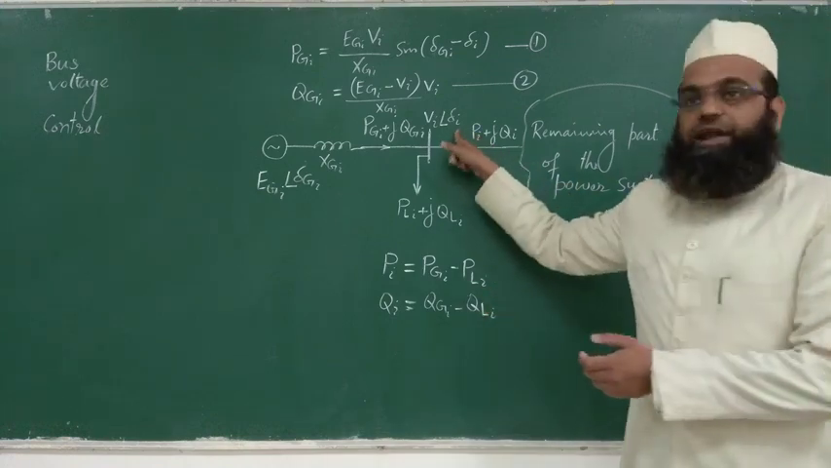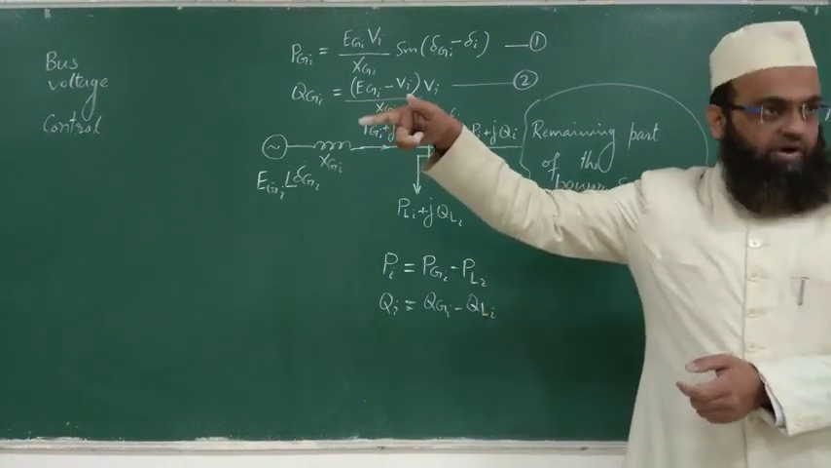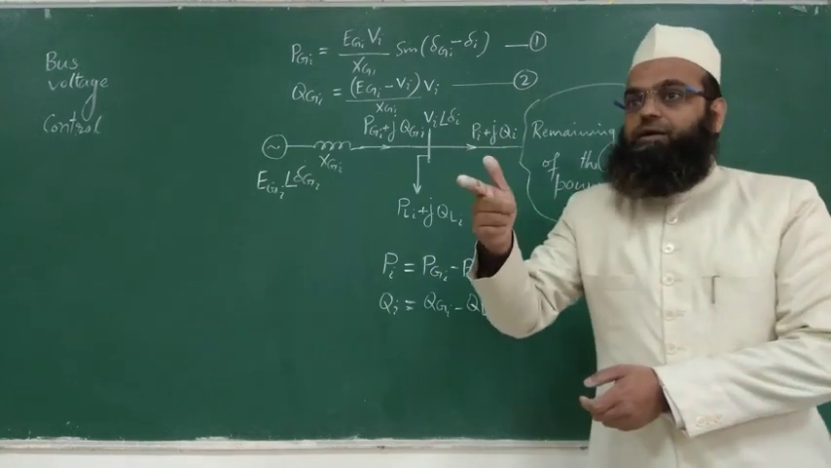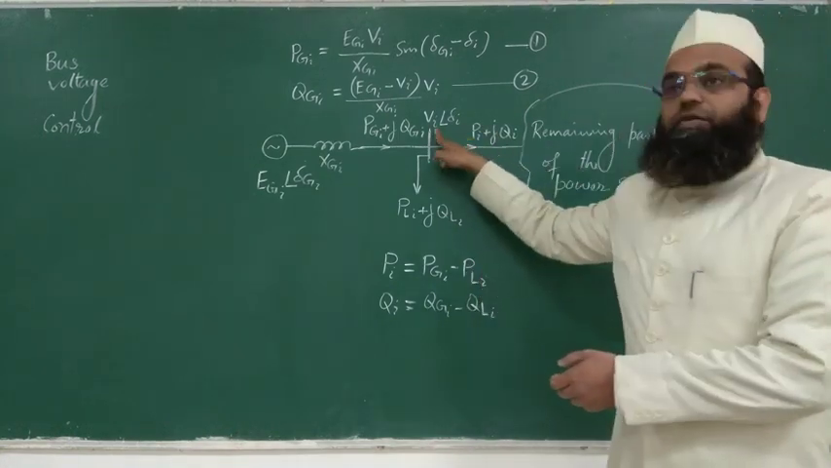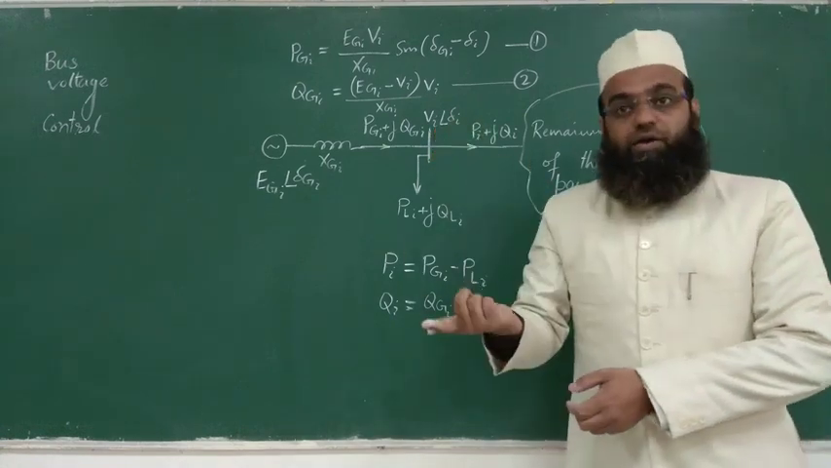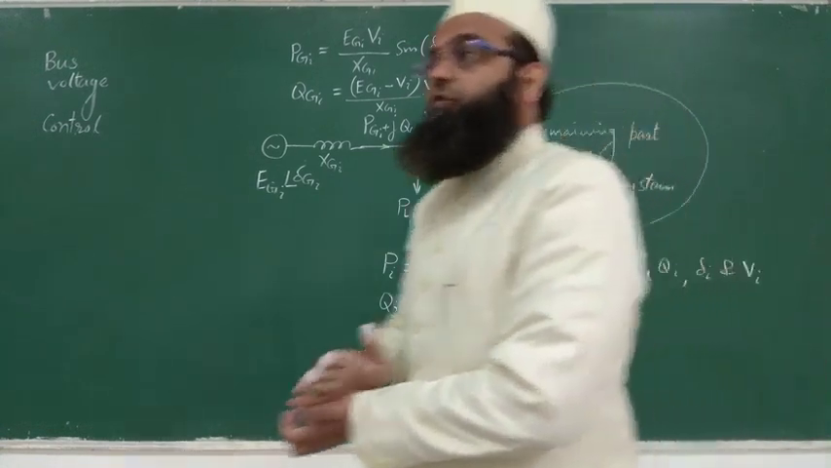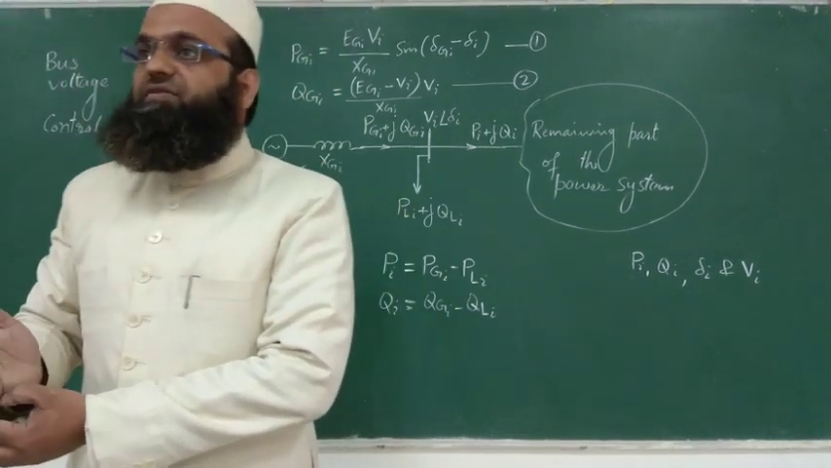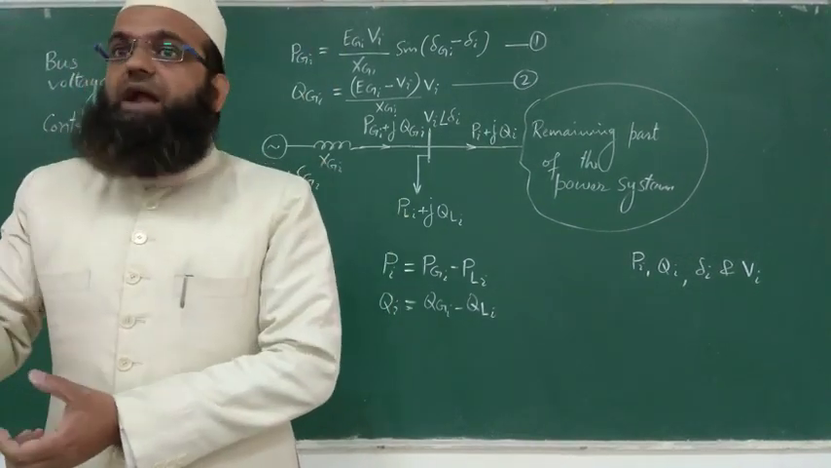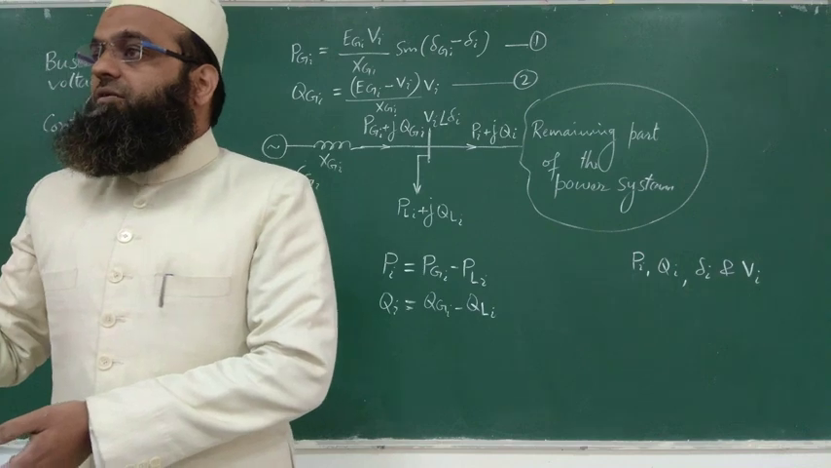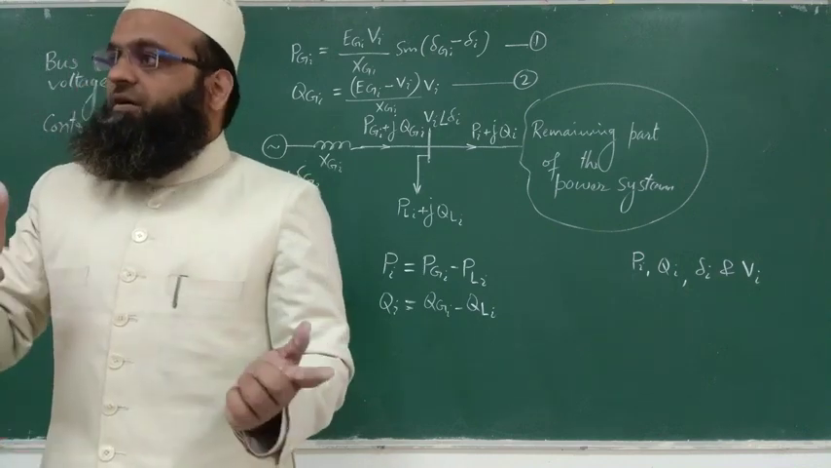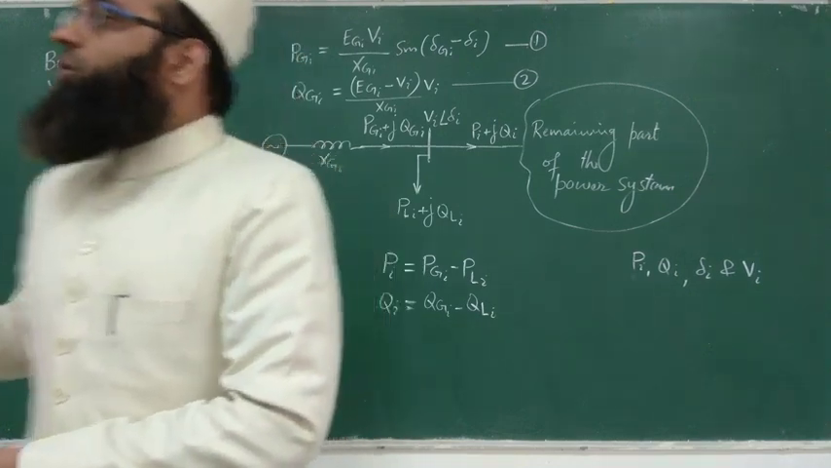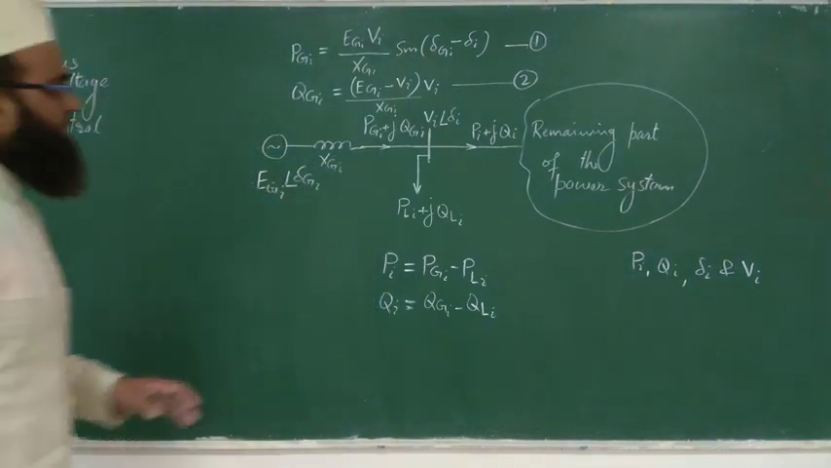This angle is related to active power. As we have discussed, P is more dependent on delta, and the magnitude is related to reactive power. If the voltage of any bus is lower than desired, it means the net reactive demand is not being met, and vice versa. Is it clear to you? So how to control the voltage of any bus?